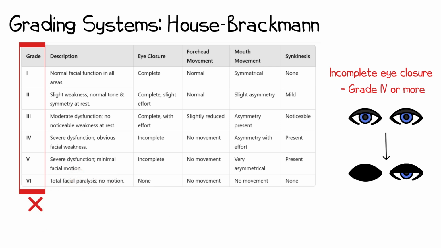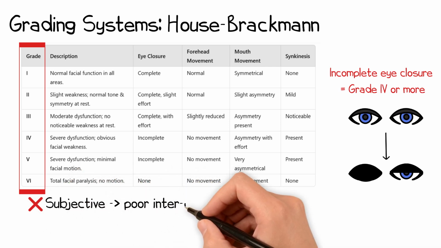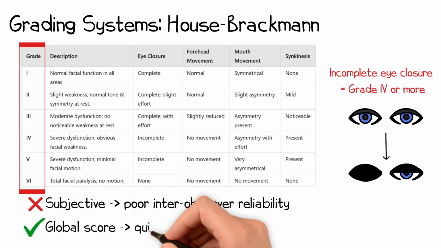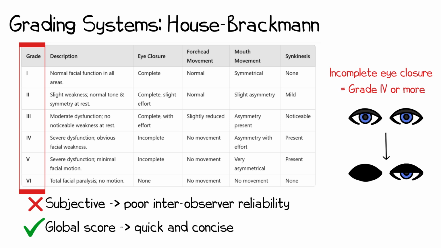The drawbacks of using this grading system stem from the subjective interpretations of slight compared to severe facial weakness, differentiating the various grades, which may incur poor inter-observer reliability. However, it provides a useful global score that can quickly and concisely convey the severity of the facial palsy.